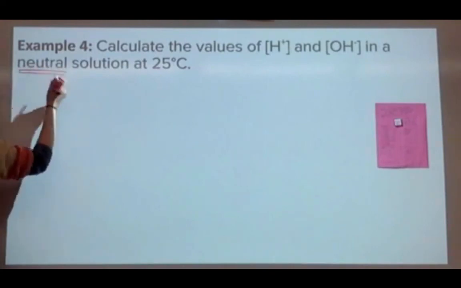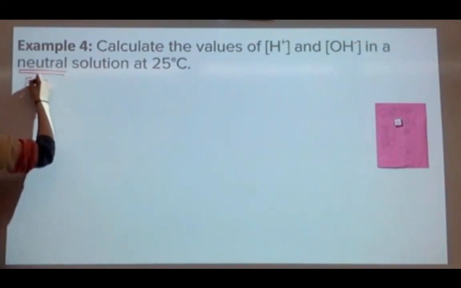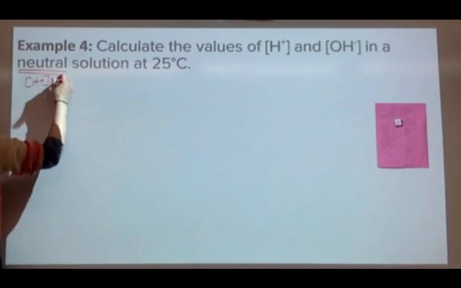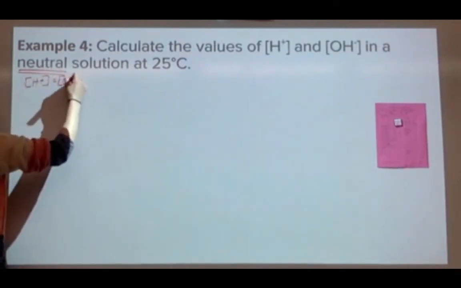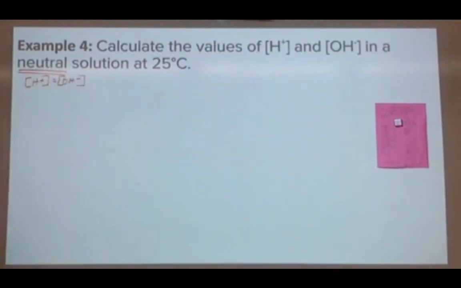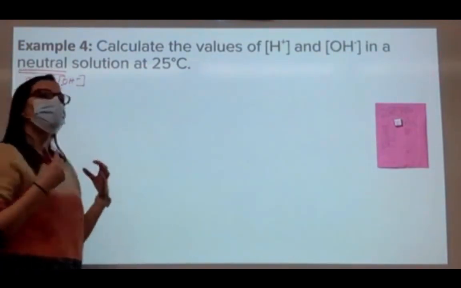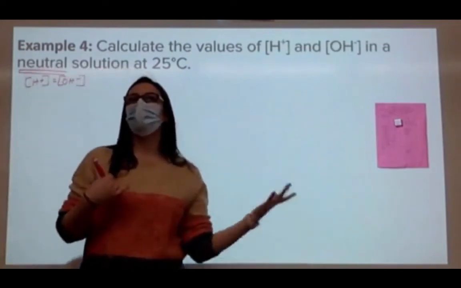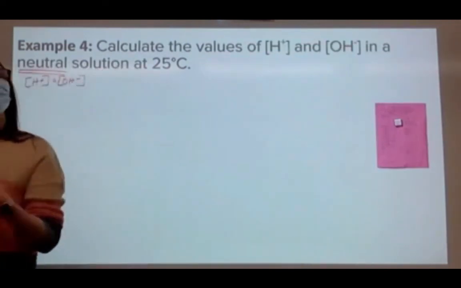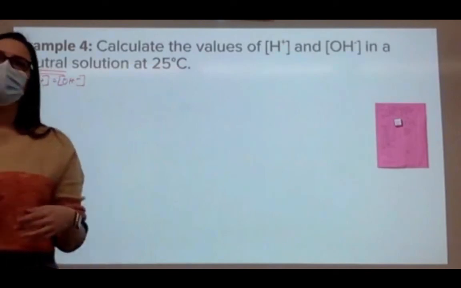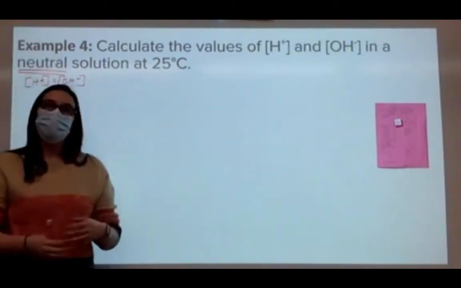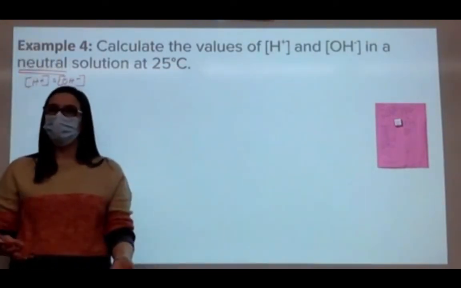A neutral solution. Neutral means the concentration of H plus equals the concentration of OH minus. There were some questions on the video that said, well, if an acid has a pH below 7 and a base has a pH above 7, what has a pH of 7? And usually our answer is a neutral solution.